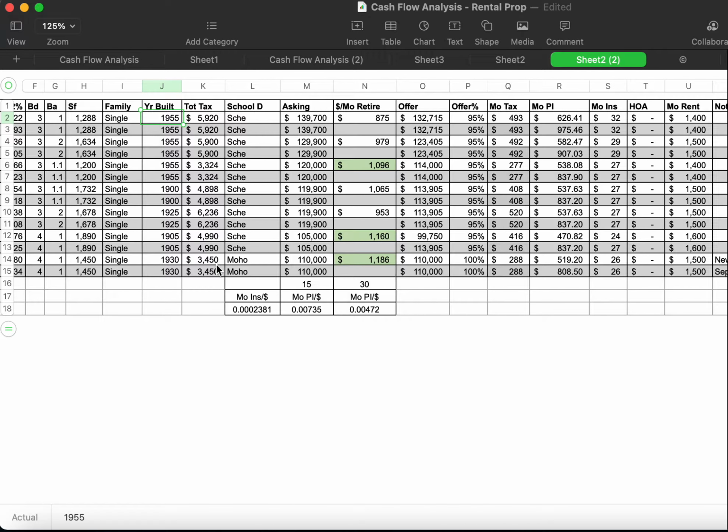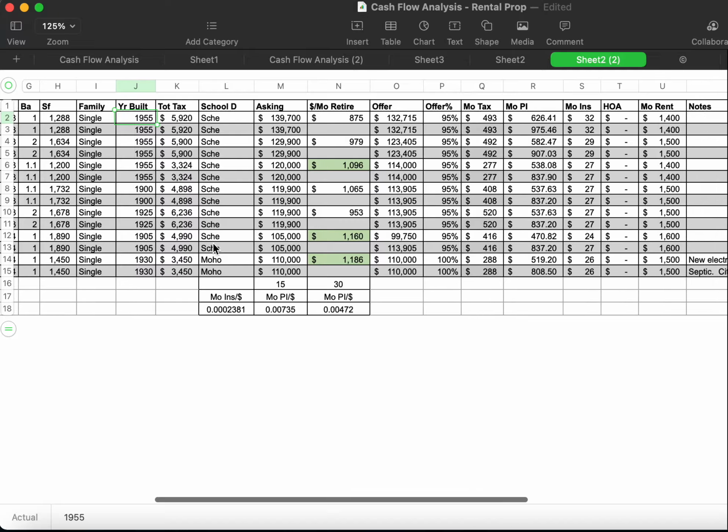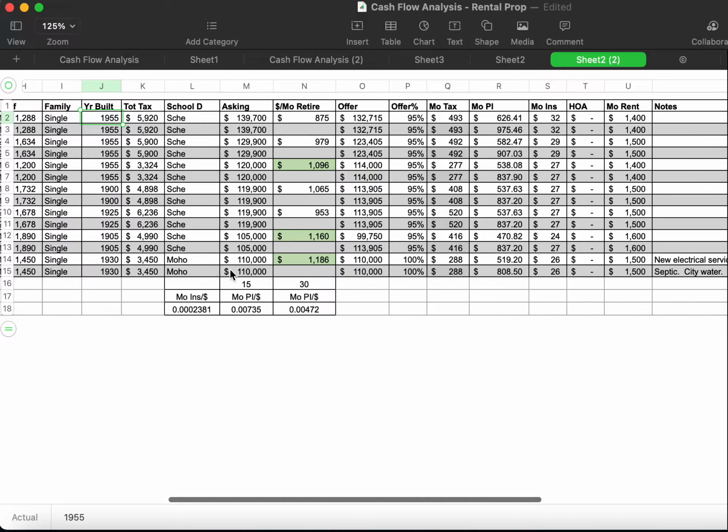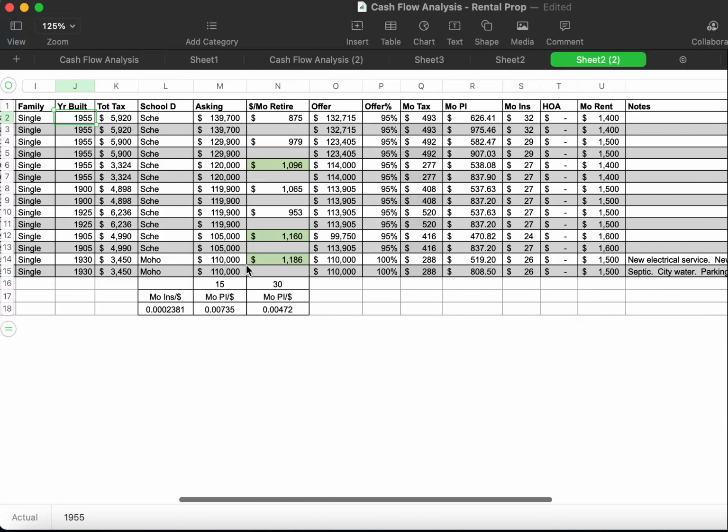Taxes, total taxes, city and school taxes are very important to understand and find this information out accurately. Usually the county website will give you this, or the city or town website. School district, understand which are the better schools. It's important. It means a lot for the type of renters you're going to get, and how long someone might stay there, I think.